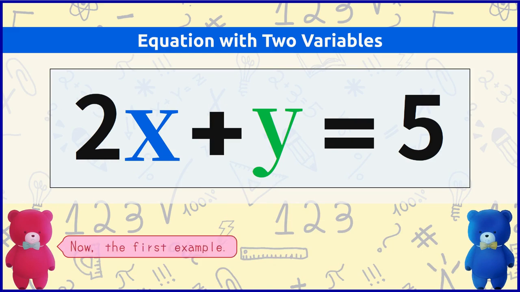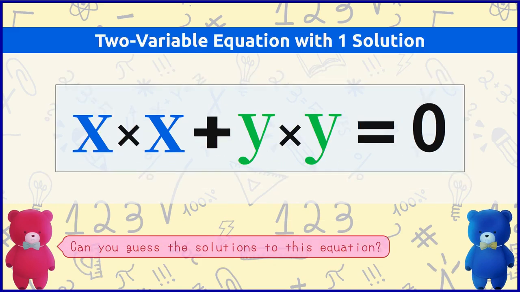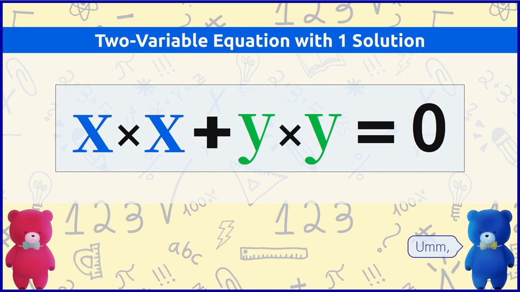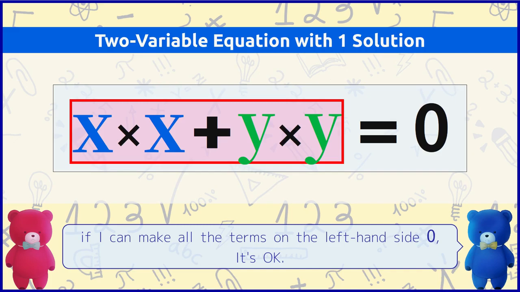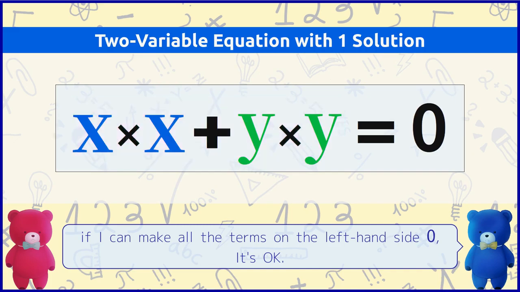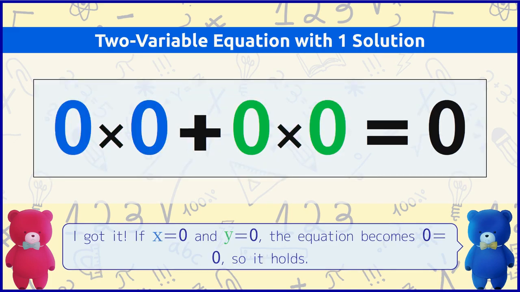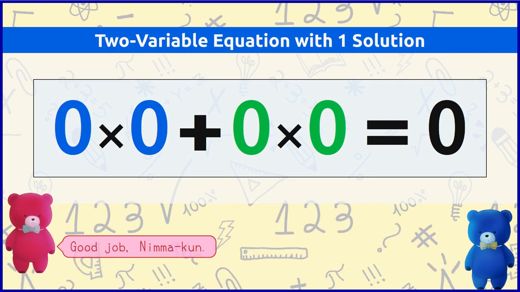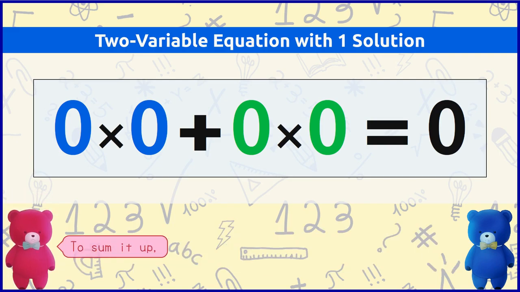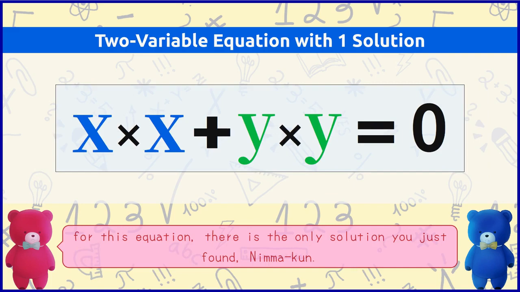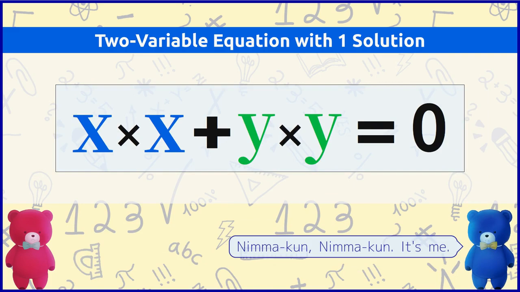Now the first example. Can you guess the solutions to this equation? If I can make all the terms on the left-hand side 0, it's okay. I got it. If x equals 0 and y equals 0, the equation becomes 0 equals 0, so it holds. Good job, Nimakong. To sum it up, for this equation, there is only the one solution you just found, Nimakong.